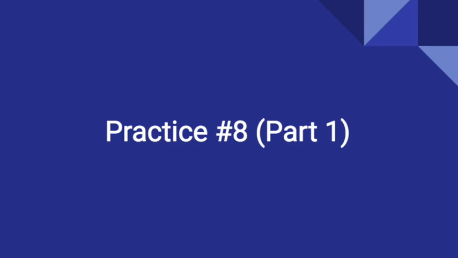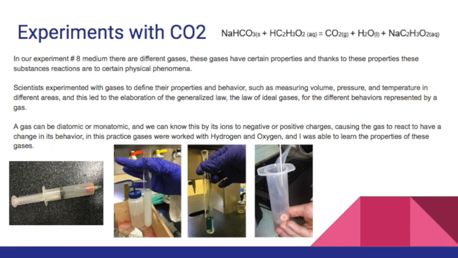In our experiment number 8, we studied different gases. These gases have certain properties, and thanks to these properties, these substances' reactions are linked to certain physical phenomena. Scientists experiment with gases to define their properties and behavior, such as measuring volume, pressure, and temperature in different conditions, and this leads to the elaboration of a generalized law, the law of ideal gases, for the different behaviors represented by a gas.